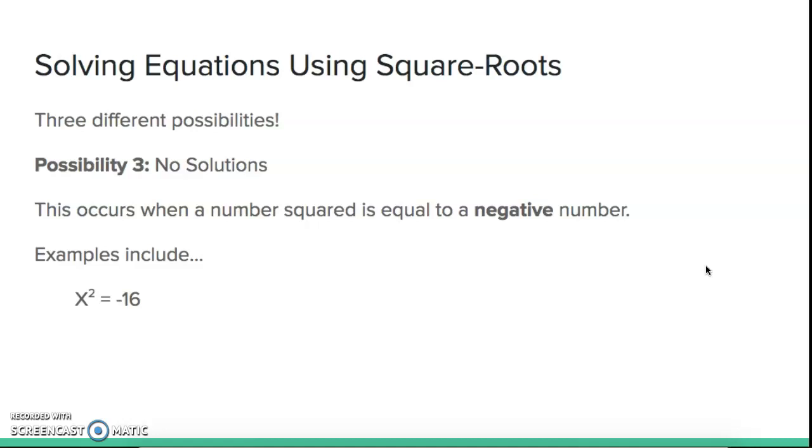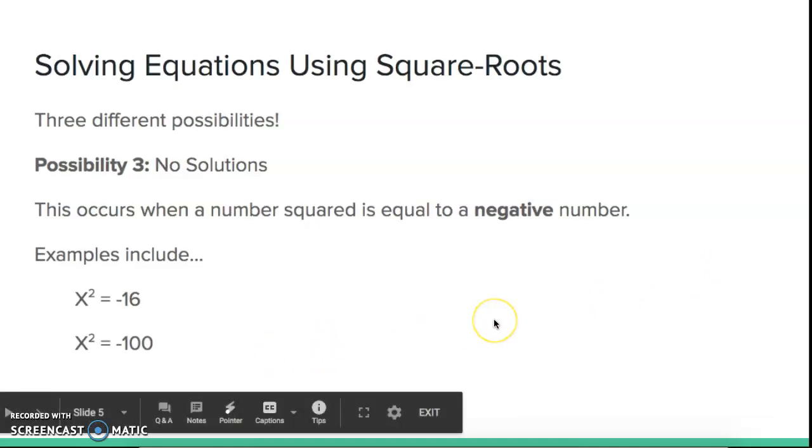So for example, maybe you were thinking, well, Mr. Cherry, I could do negative 4 times negative 4. But don't forget our rules of multiplication that say if you take a negative times a negative, it would equal a positive. So there is absolutely no number times itself that will ever equal a negative number. And again, we have another example here where we have x squared equals negative 100.